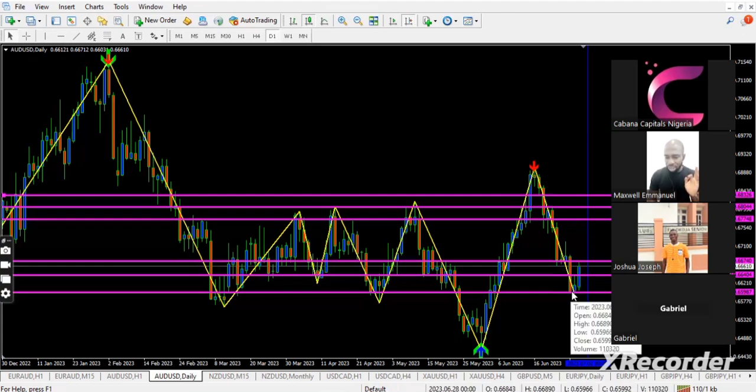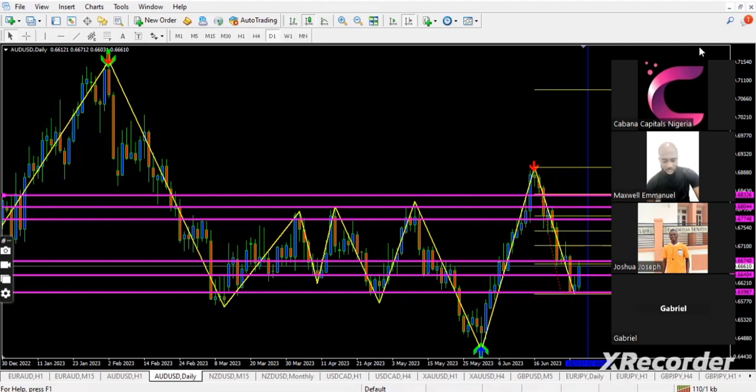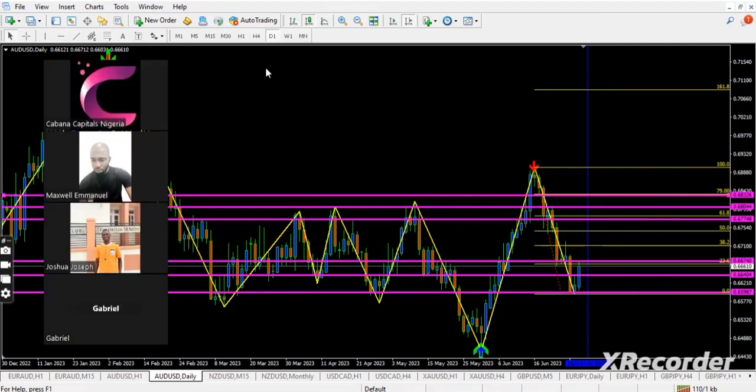It's either price pulls back to these levels. These are the areas I will consider selling Australian dollar USD. You could also apply the Fibonacci tool to know how far price would retrace. You could apply it from the recent swing high to the recent swing low. What we are interested in is price retracing to level 50, 61.8, or 79.0.